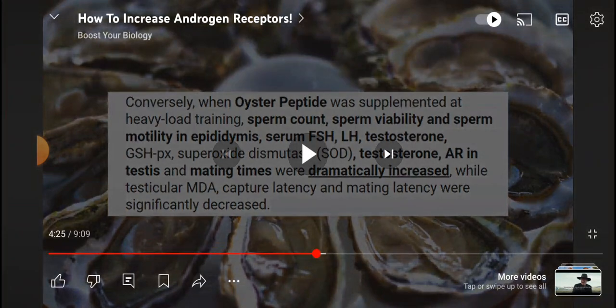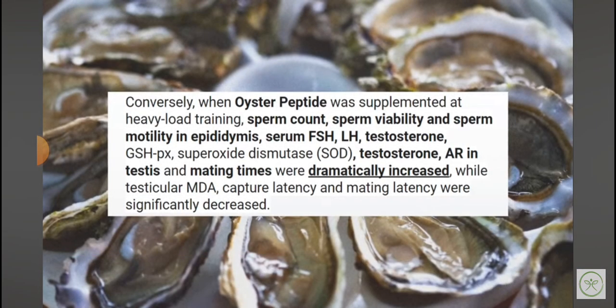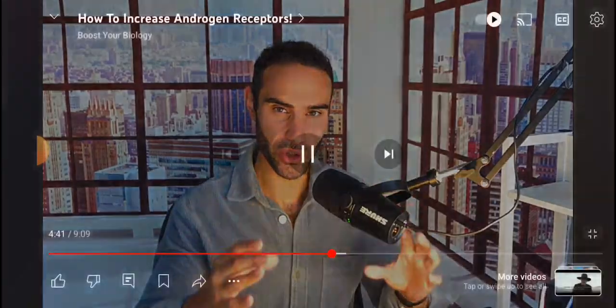So yeah. GPX, superoxide dismutase, testosterone, androgen receptor in testis and mating times were dramatically increased, while testicular MDA, capture latency and mating latency were significantly decreased. Now let's have a look at how everyone is currently... Yes, on your high protein diet, you can add that additionally to it. Like I just read you. You can add this additionally if it does all that. That would be nice.